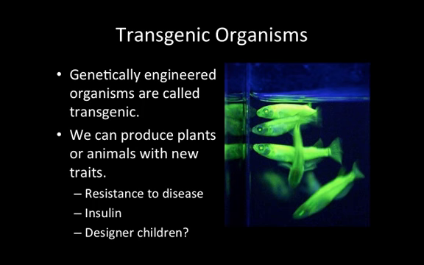Things that we can also do is create genetically engineered organisms, and these are called transgenic organisms. And we can produce plants or animals with new traits that are resistant to disease, and some that can even be made for cosmetic purposes like glowing in the dark, and potentially even design our children. We could, in the future, be able to determine the traits of our offspring.